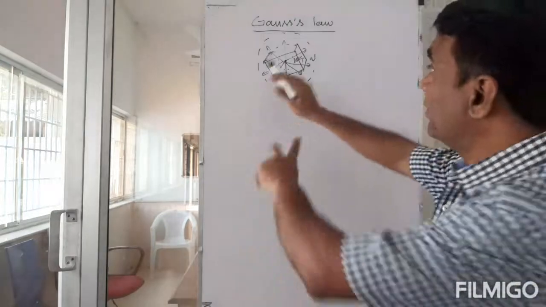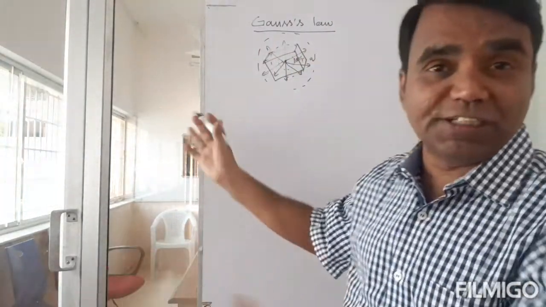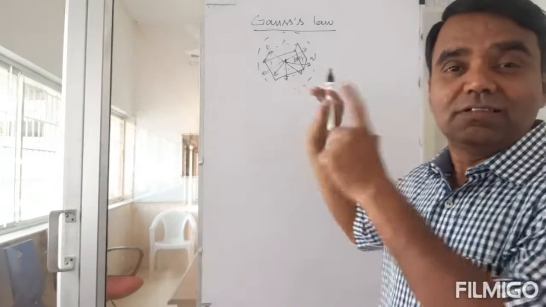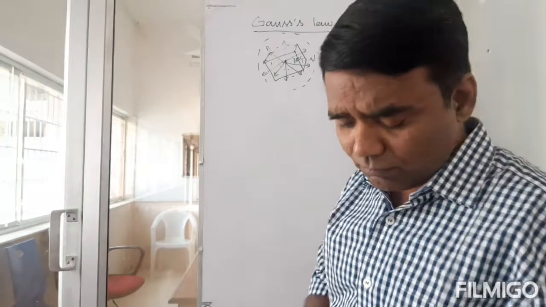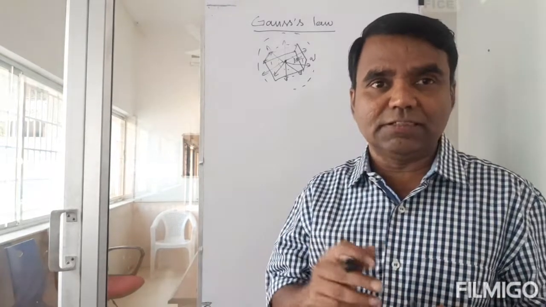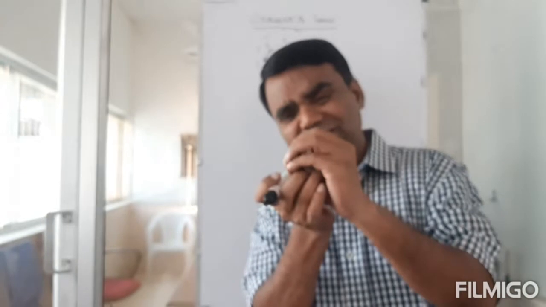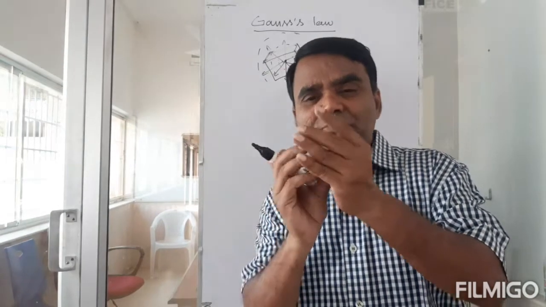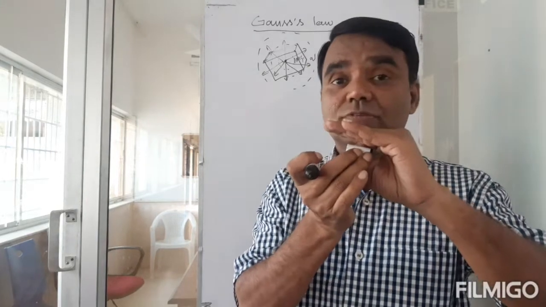Again, the number of lines coming out of the box would still be 8 in my case and maybe 50 in your case if you have drawn 50 lines. It is like keeping a charge in some kind of a closed surface, right? There is some kind of a container. So if the container is a sphere, 50 lines will come out. But then, if the container is a box, then also 50 lines will come out.